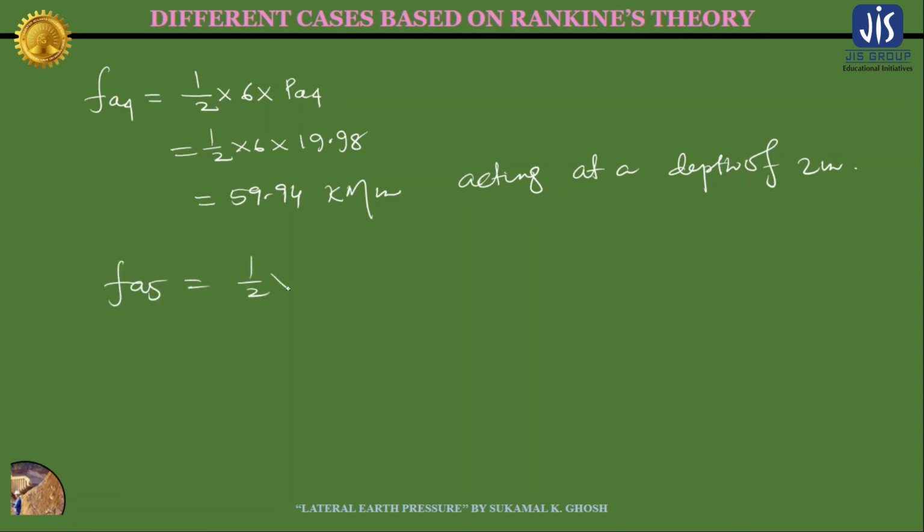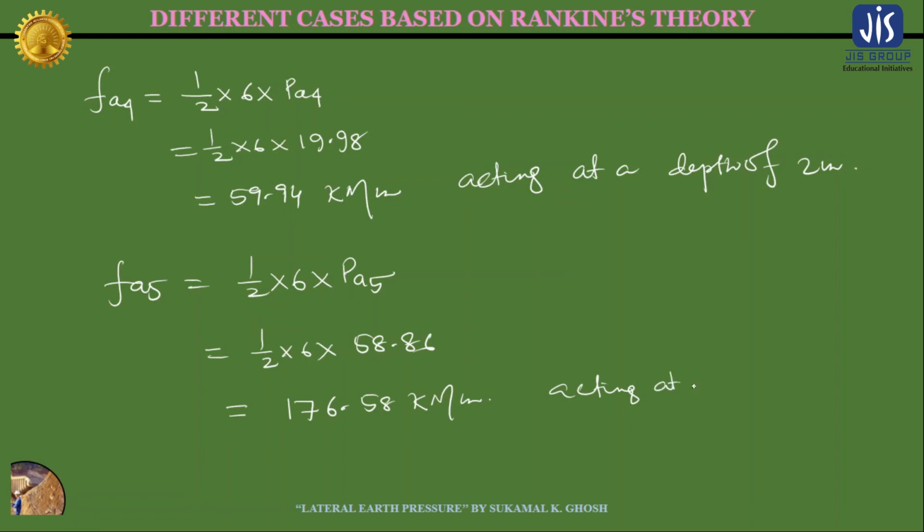And what would be the value of Fa5? There will be half into the depth, that is 6, into the Pa5. So if you solve it, you will have half into 6 into the value of Pa5, which was 58.86. So if you solve it, you will have 176.58 kilonewton per meter, and it is also acting at a depth of 2 meter.